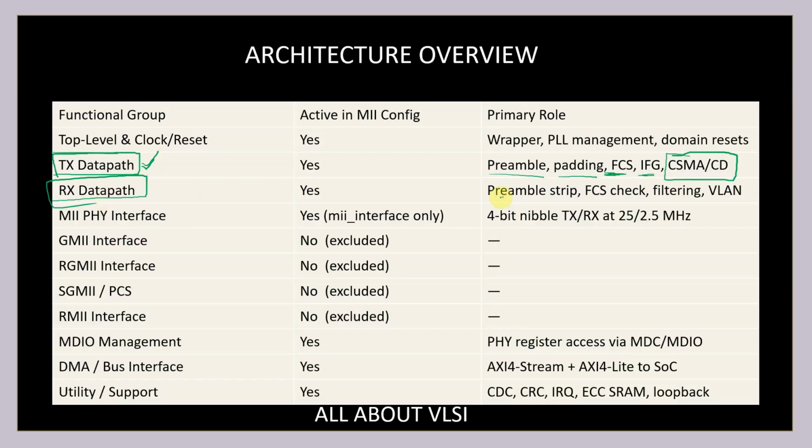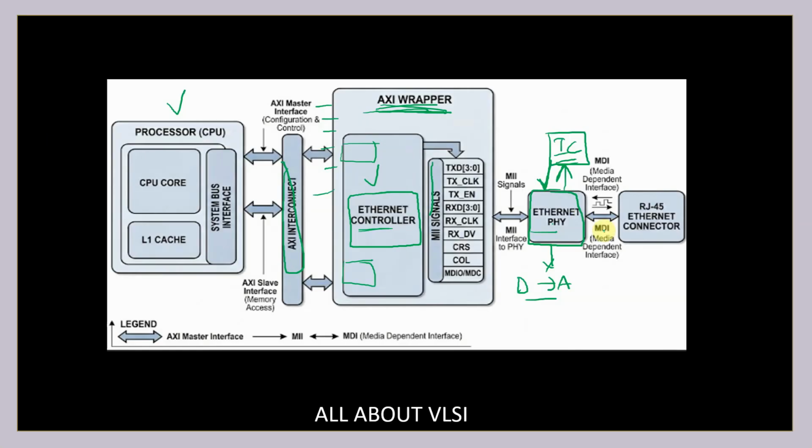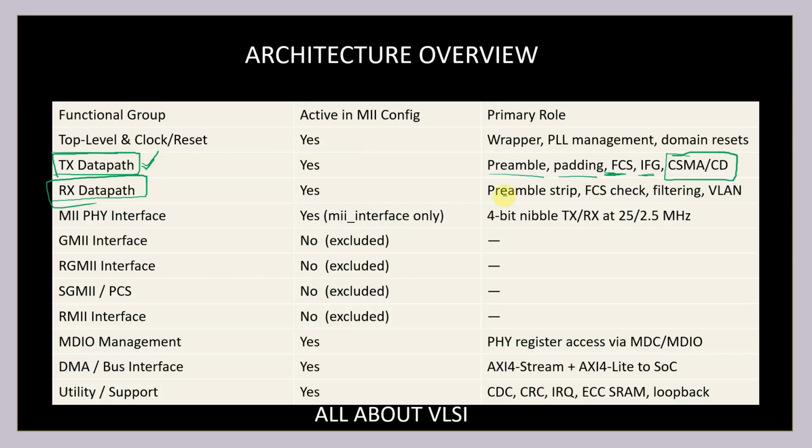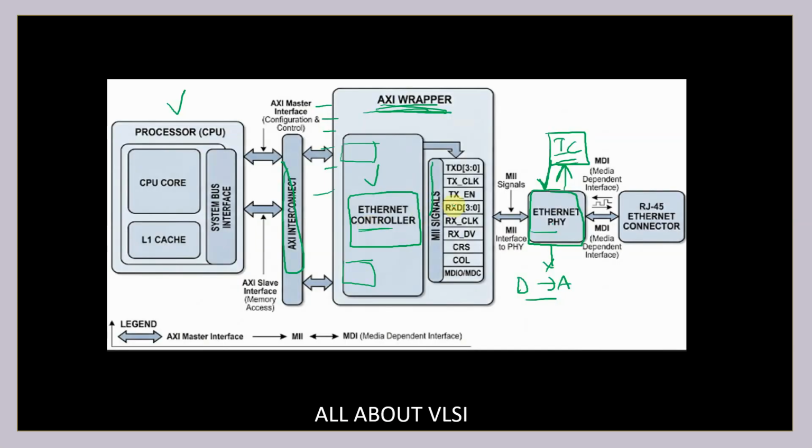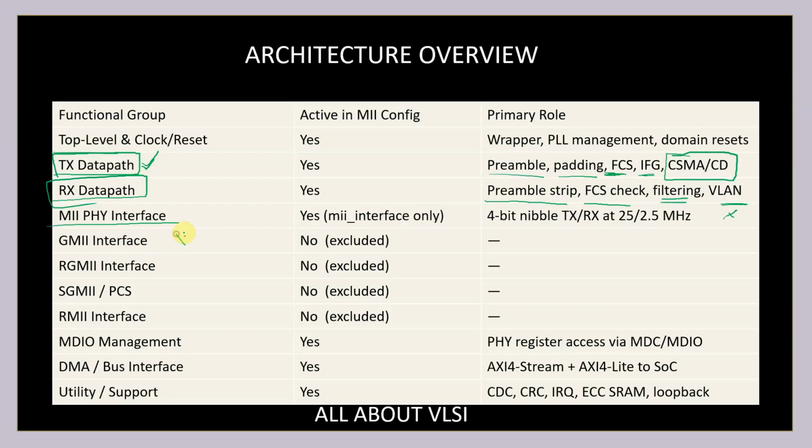The RX data path is going to receive the Ethernet frame, remove the preamble, perform the frame check sequence, and filter it, right? VLAN we are not going to implement in this particular series. It is also going to have an MII physical interface for basically controlling these signals. We are going to implement another module which is going to take care of these MII signals, and GMII, RGMII and SGMII we are not going to implement. We will implement them in future sessions.